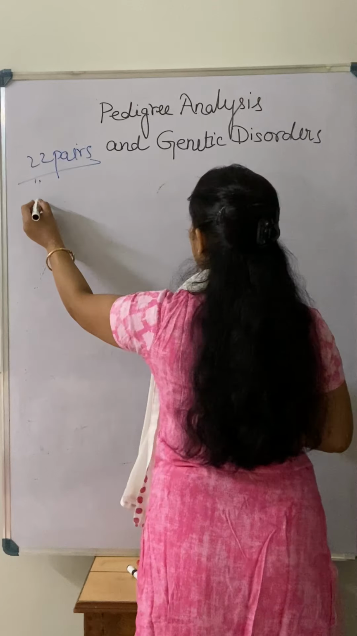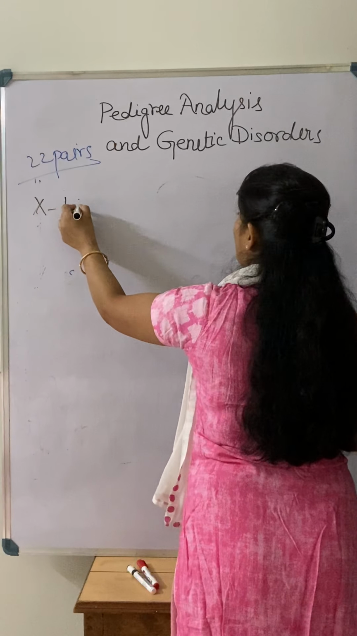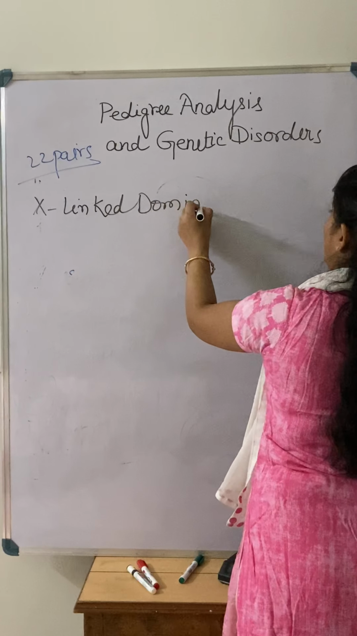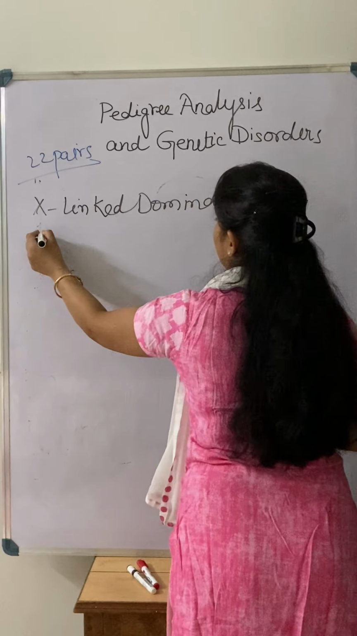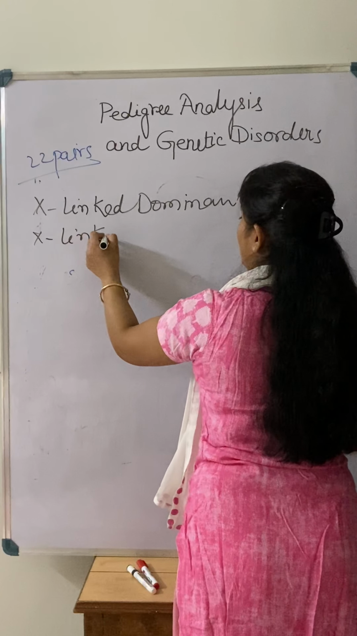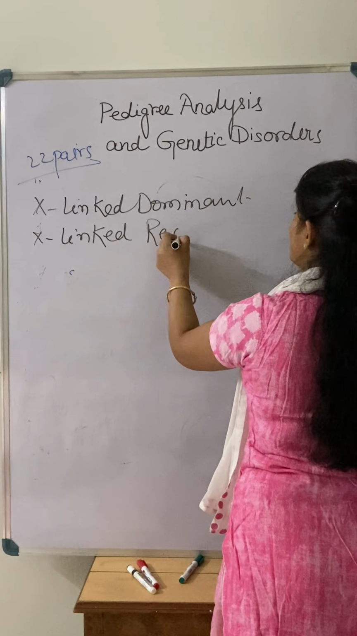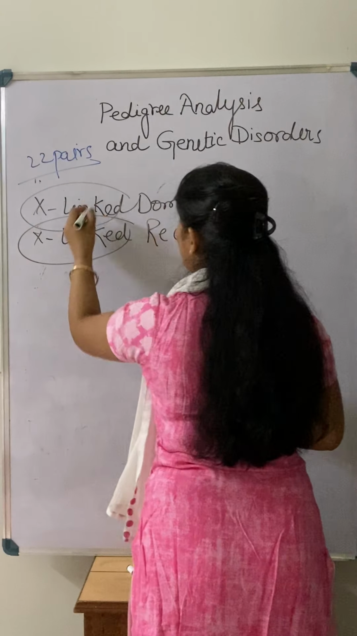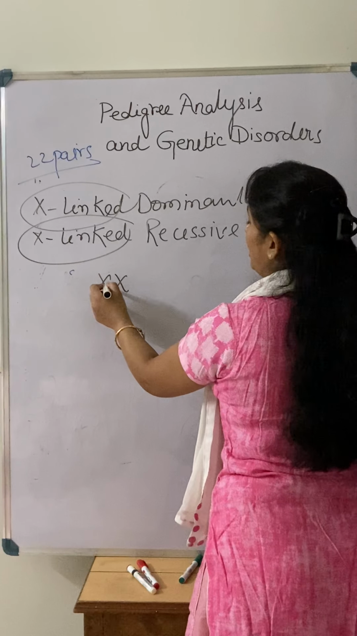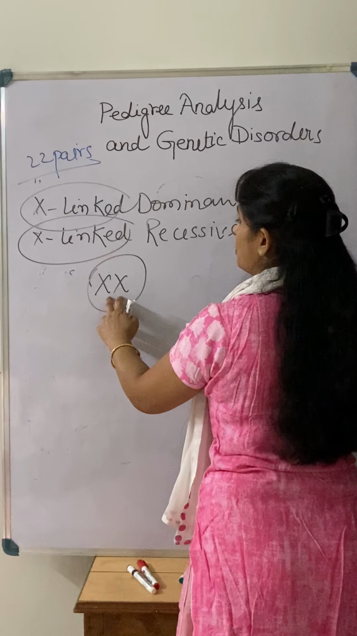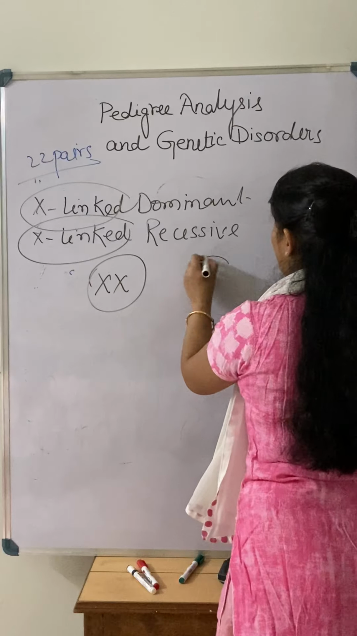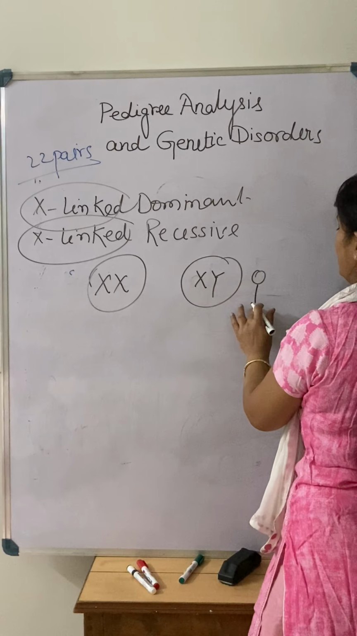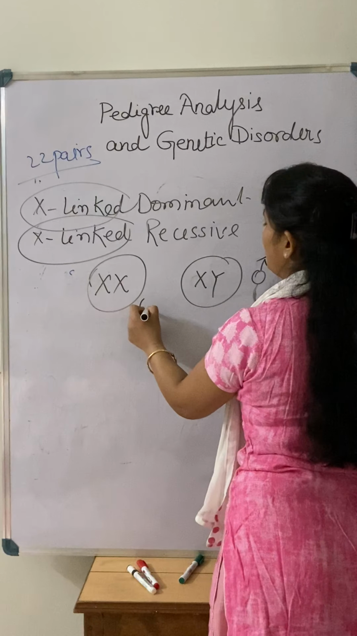If we talk about the sex-linked, basically we will talk about the X-linked dominant and X-linked recessive. It means that the chromosome related to the disease is present where? On the X chromosomes. Now you know very well that females have 2 X chromosomes in the last chromosome pair, and males have one X chromosome. So this is a male and this is the female, right?